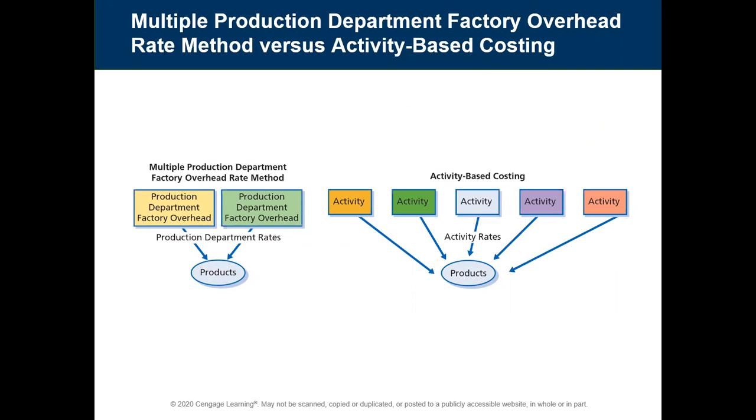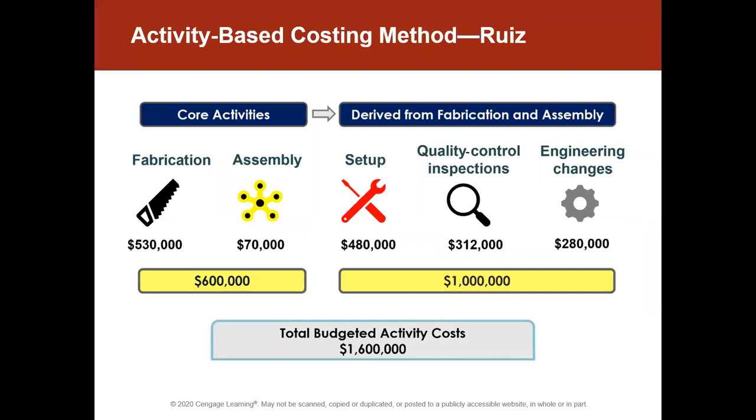So here's a picture to show you. Previously, with the multiple production department factory overhead rate method, we took departments and we budgeted on that basis. Here, we're going to budget on the basis of activities, which is what I just told you, but there's a picture in case that's how you learn better. All right. So here's some ideas of what we mean by this.